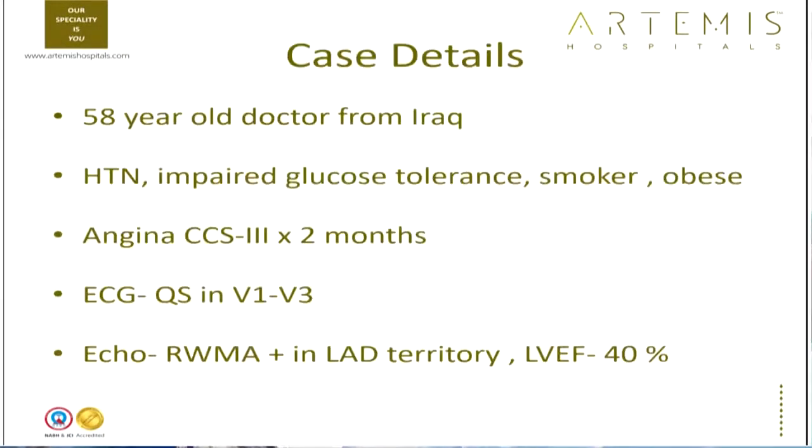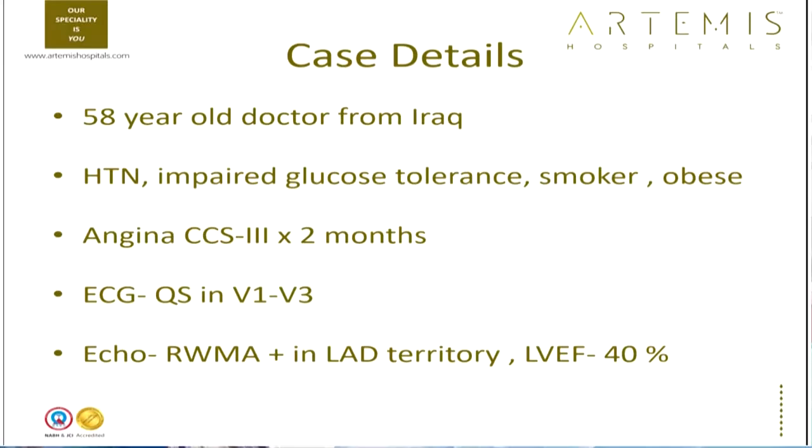Ashish, why don't you tell us? Good morning, everyone. So here we have a 50-year-old gentleman. He is a doctor from Iraq, and he has risk factors of hypertension, impaired glucose tolerance, HbA1c of 6.2. He is a heavy smoker and obese. He came to us with complaints of angina for the last 2 months, which was Canadian classification grade 3.